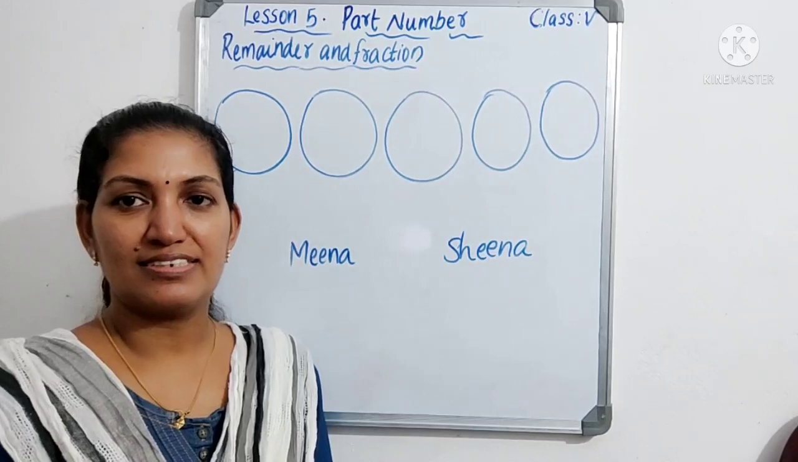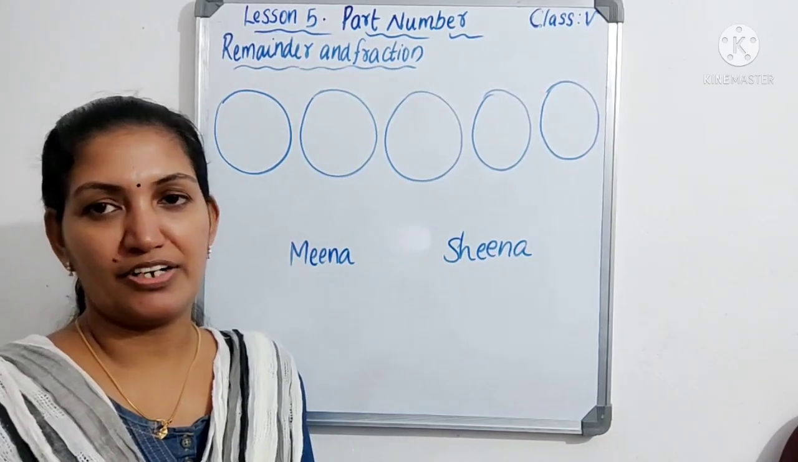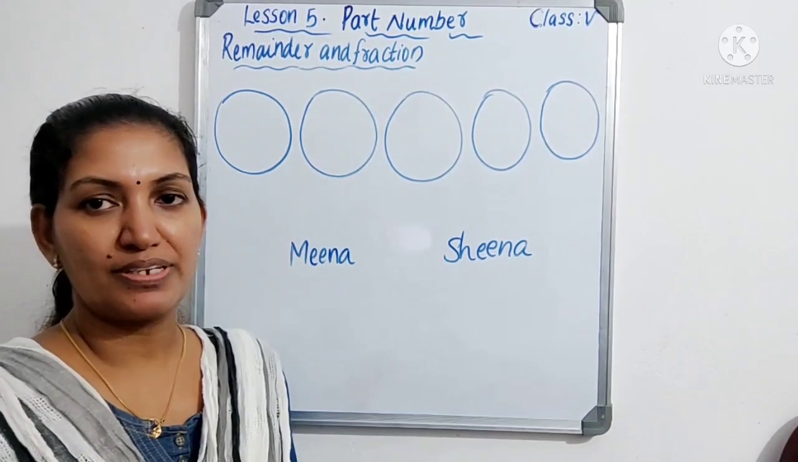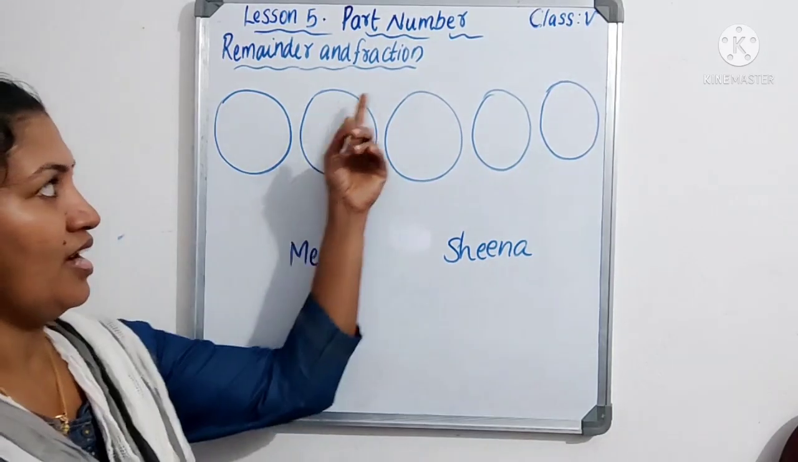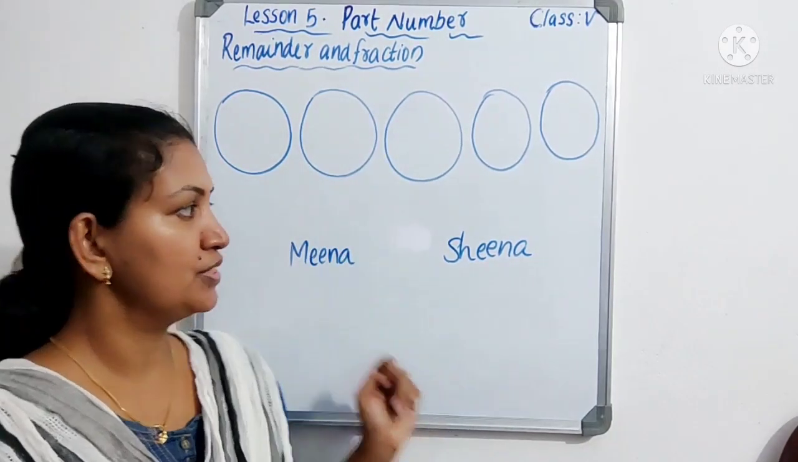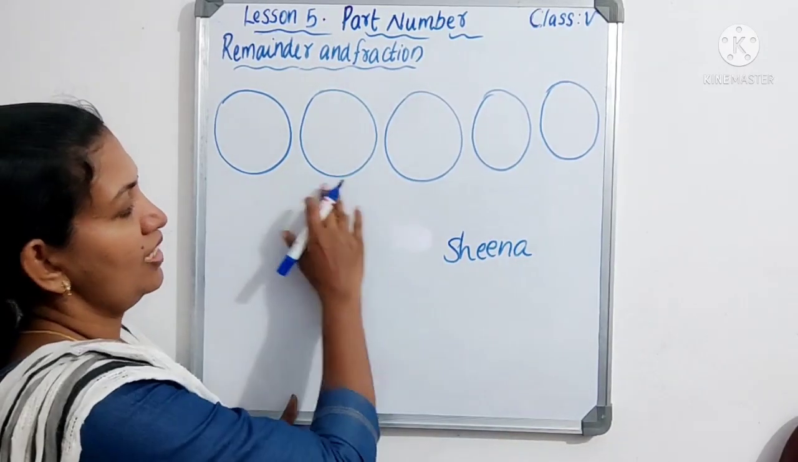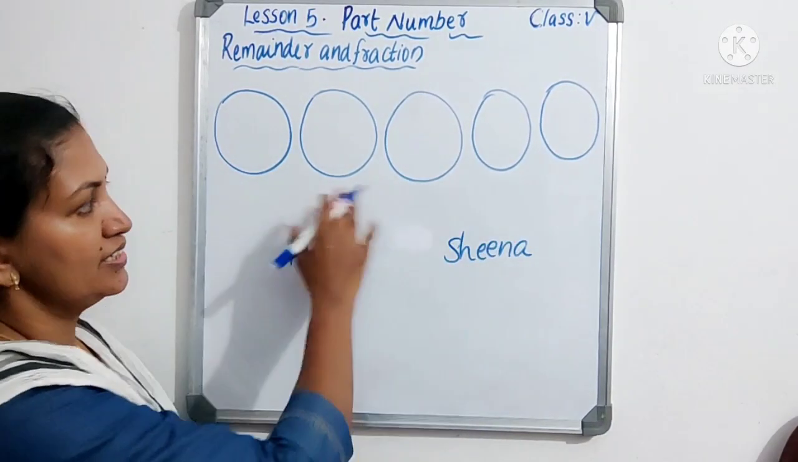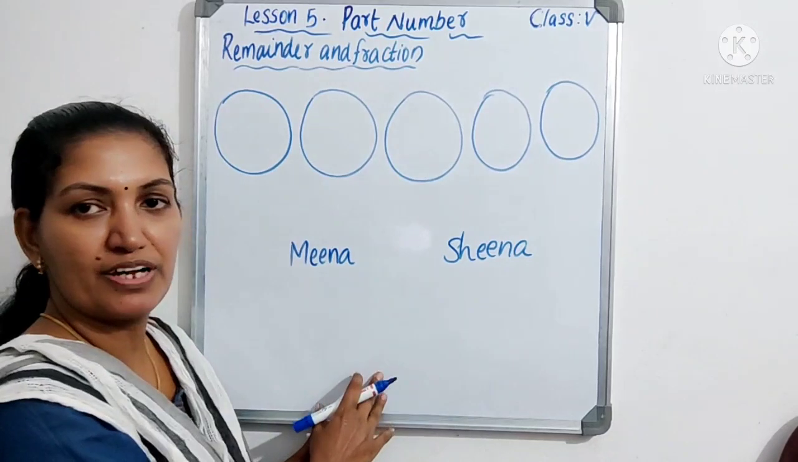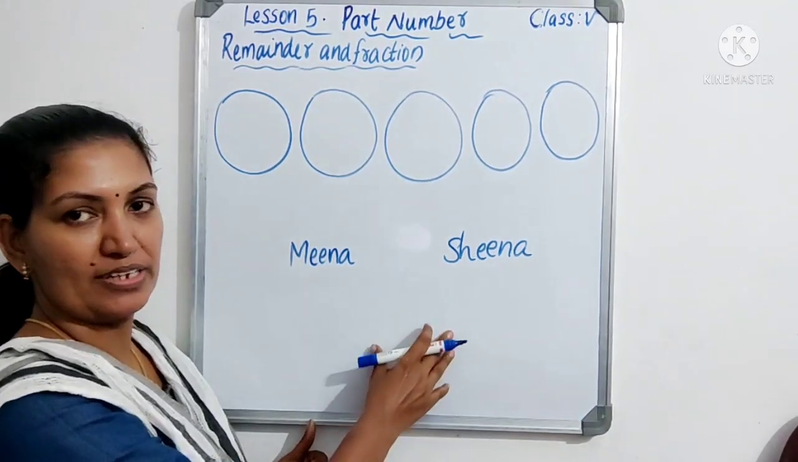Today let us discuss lesson 5, part number continuation. Our next topic is remainder and fraction. Suppose these are 5 cakes. These 5 cakes you have to divide equally between 2 of your friends.